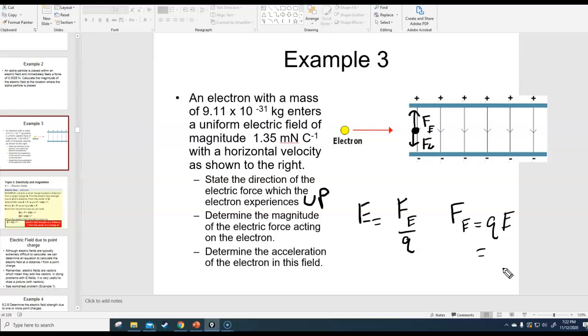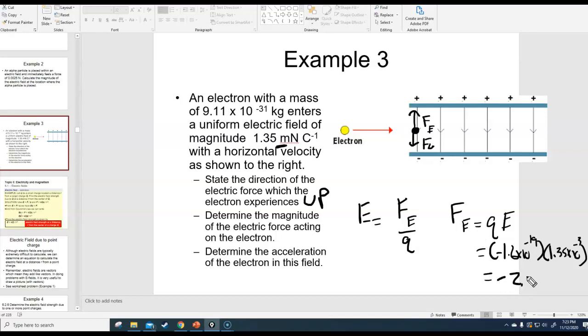And the electric field strength here is 1.35 times 10 to the negative 3. Okay, it's 10 to the negative 3 because milli is 10 to the negative 3. Maybe I should write that out actually. So 1.35 times 10 to the negative 3. And again, this number might seem very small, and it is like ridiculously small.